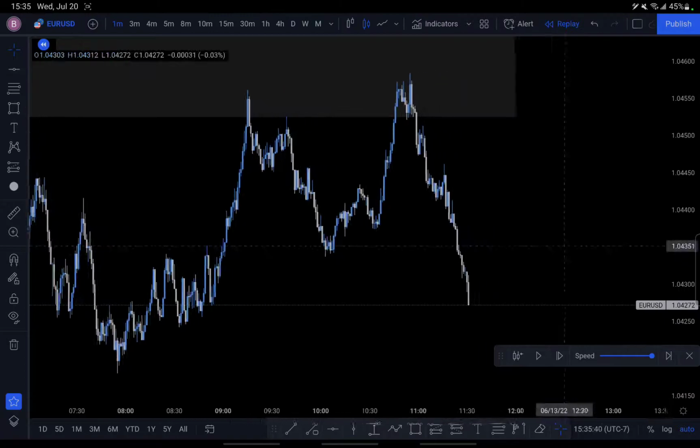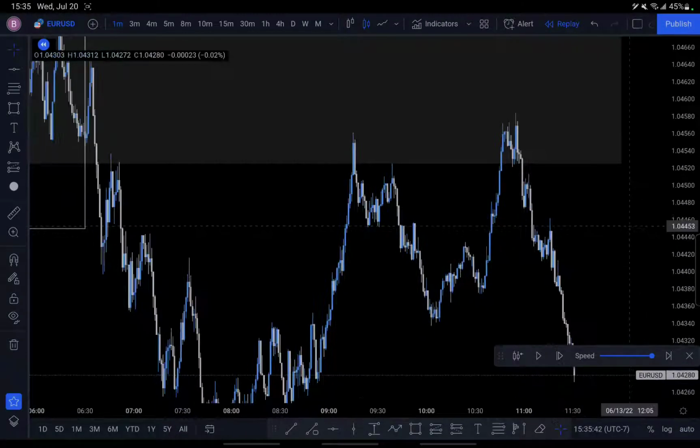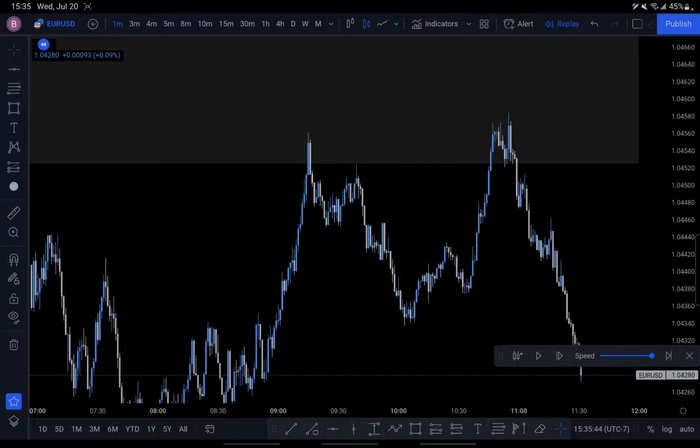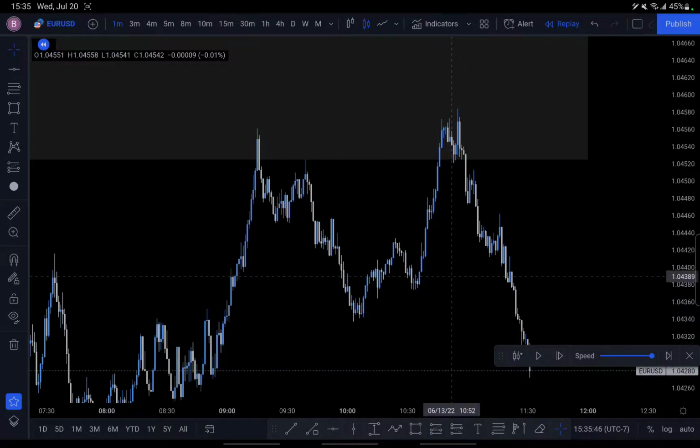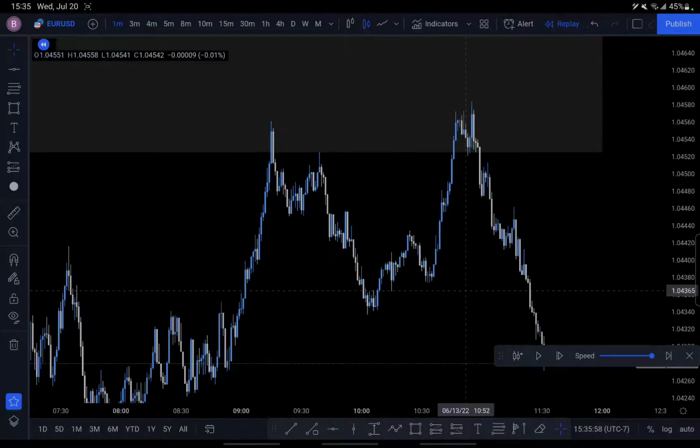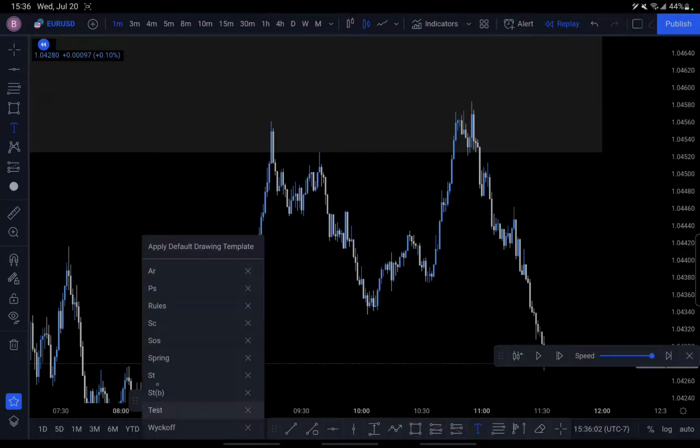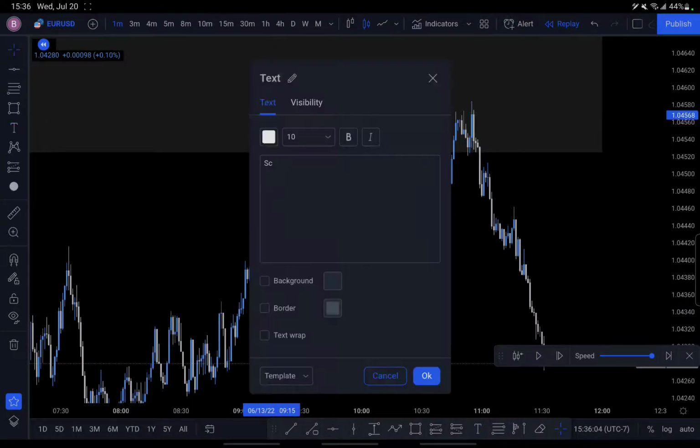Okay, so price started breaking down here. So here we have some more Wyckoff. This could be our buying climax, automatic rally, secondary test, sign of weakness, upthrust, UTAD. So let's go ahead and mark these up. Okay, we have our buyer's climax here.